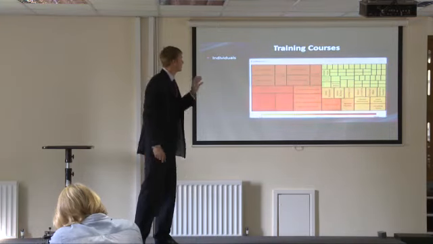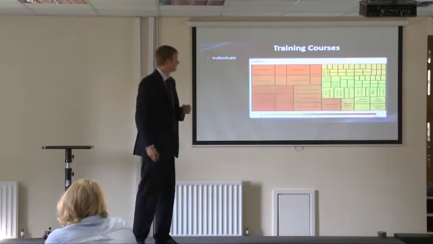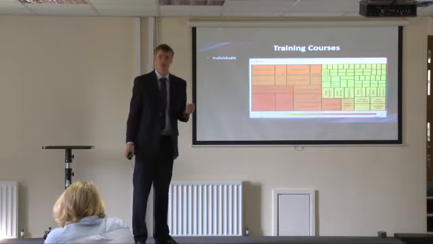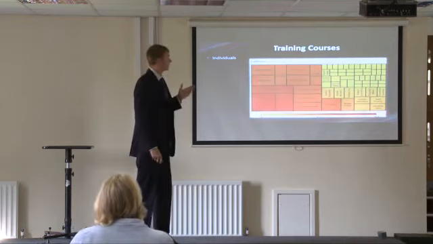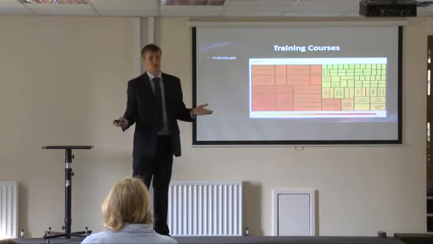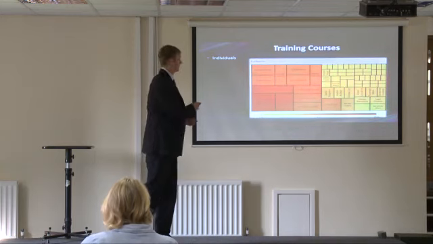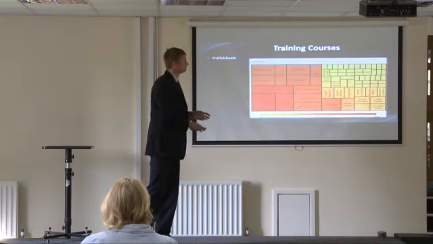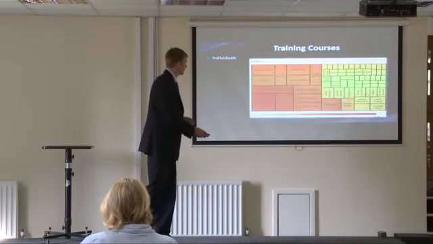This is an interesting one. This is just a tile chart, and this gives us the names of the individuals that took the most training courses from RBS. So the bigger the square and the redder the square, the more training courses they took over the year, and this is 2011. And then as you get smaller boxes and more yellow, the fewer courses they took.